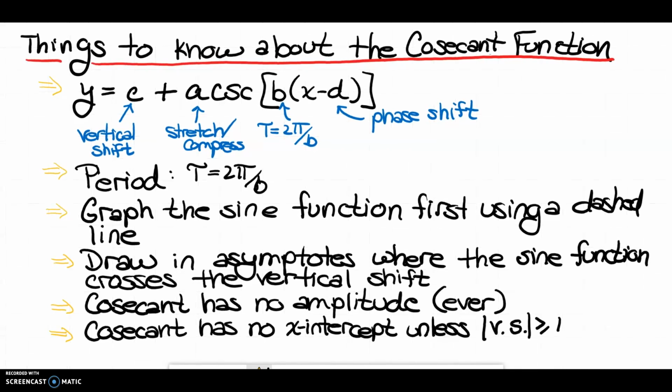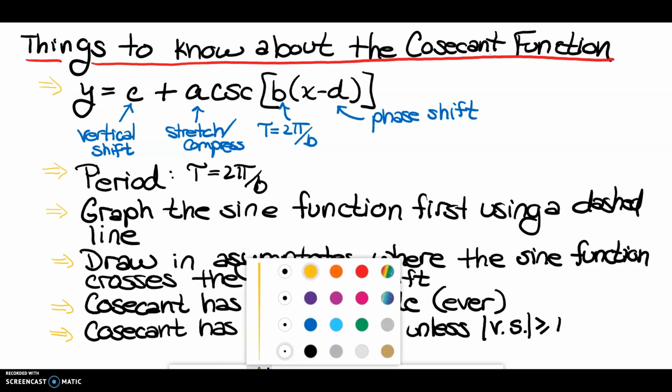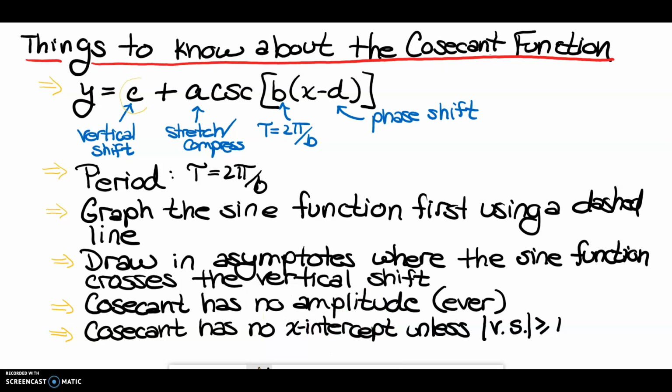Here are the things you should know about your cosecant function. Y equals C plus A cosecant of B times the quantity X minus D. That's the standard form of the equation. Again, vertical shift is my C value. Cosecant does not have an amplitude, so my A value constitutes the stretch or compress factor. My B value helps determine the length of each period, and D is my phase shift. My period is calculated the same way as for sine: 2 pi over B.